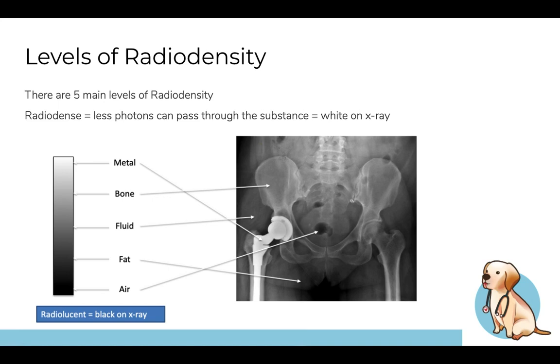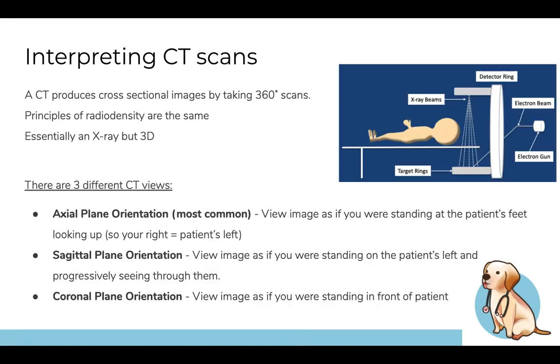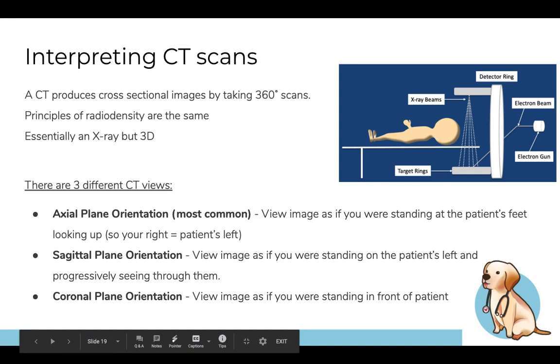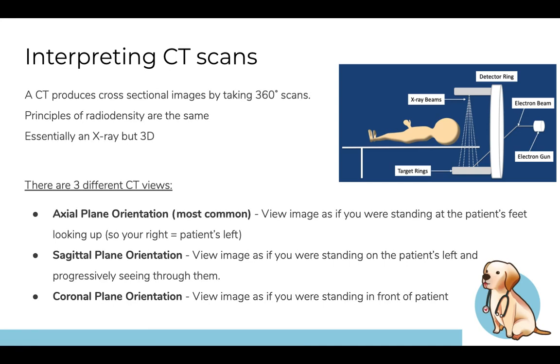CTs are a little bit different. So it's basically taken with a patient lying flat, and we've got a detector ring, and they basically take 360-degree scans. Once again, you've also got 3 different kinds of views. You've got your axial plane, which all of this will be on the next slide, so we'll go over that in a bit more detail. So axial plane, sagittal plane, and coronal. Basically, axial plane is the one that you'll probably get most commonly, so definitely make sure that you know what it is.